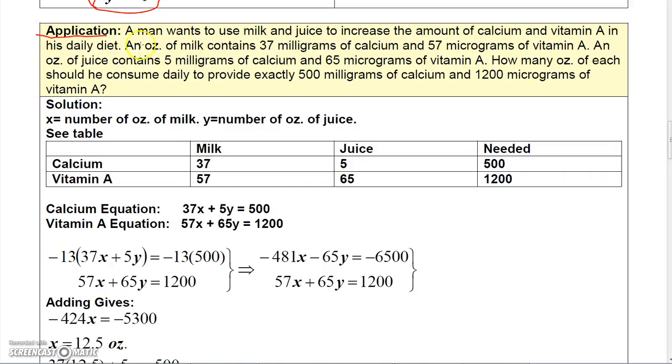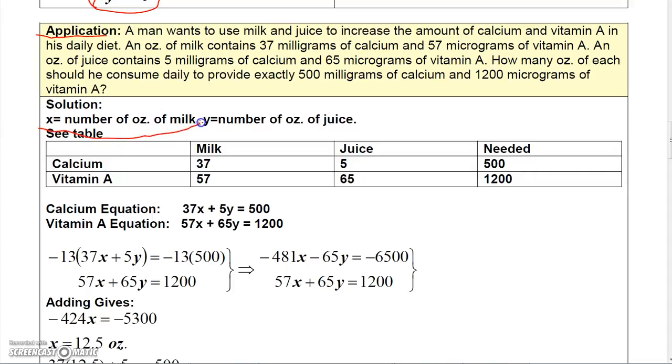Okay, here's an application problem that we can do. A man wants to use milk and juice to increase the amount of calcium and vitamin A in his diet. An ounce of milk contains 37 milligrams of calcium and 57 micrograms of vitamin A, and an ounce of juice contains 5 milligrams of calcium and 65 milligrams of vitamin A. How many ounces of each should he consume daily to provide exactly 500 milligrams of calcium and 1200 micrograms of vitamin A?